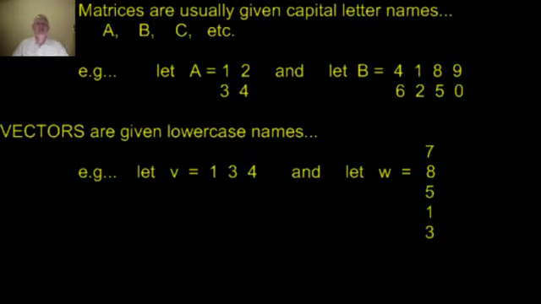Now vectors are given lowercase names, so it's quite common to see vectors written like a little v, probably for vector, or a little w. Anything with a small letter next to its name is usually used for matrices that have only one row or one column. It's not mandatory, but this is what is usually used by convention.